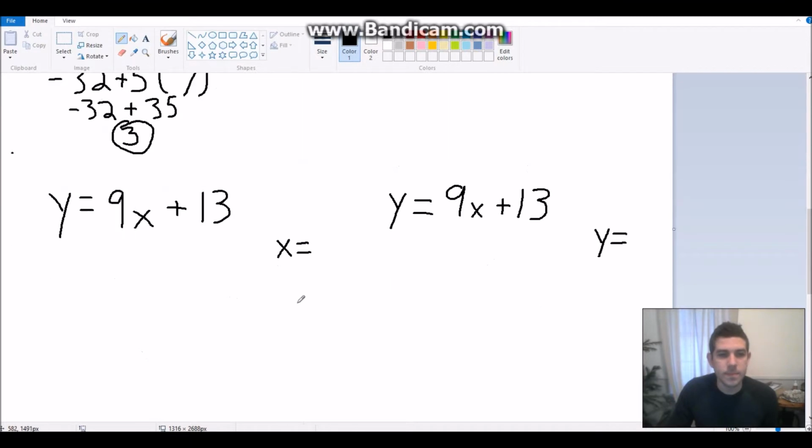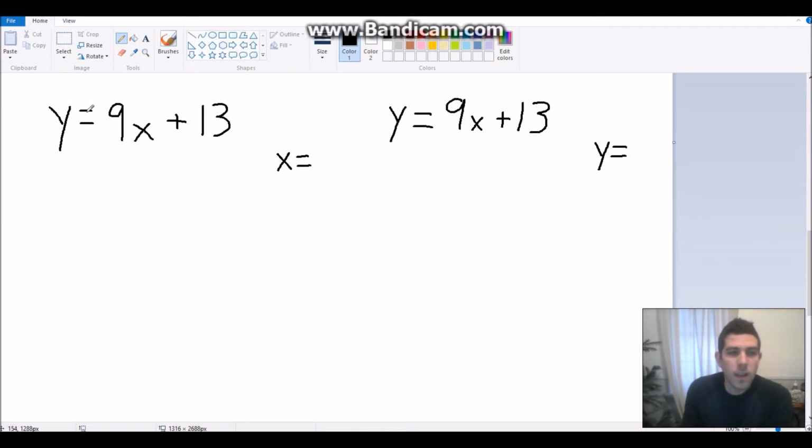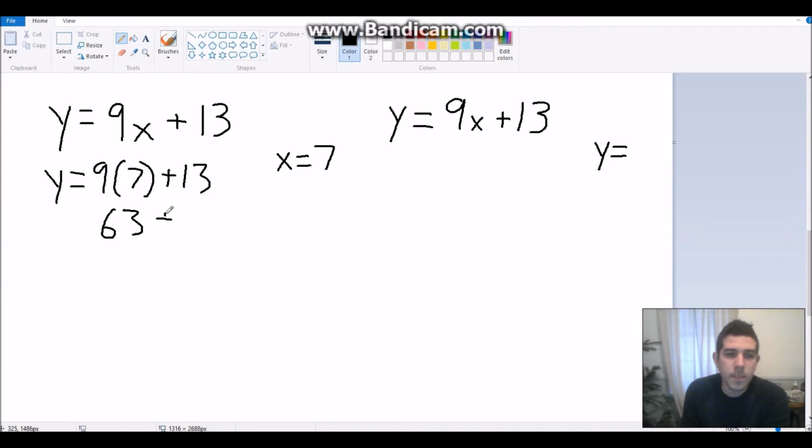Alright, last one. What if we have y equals 9x plus 13? So now we have an algebraic equation because there's an equal sign. And I give you the value of x equals 7. Well, just like we said before, we will rewrite the problem replacing x with 7. We rewrite it first, and then we just do the math. 9 times 7 is 63, and 63 plus 13 is 76. So y equals 76. If x is 7, y is 76.